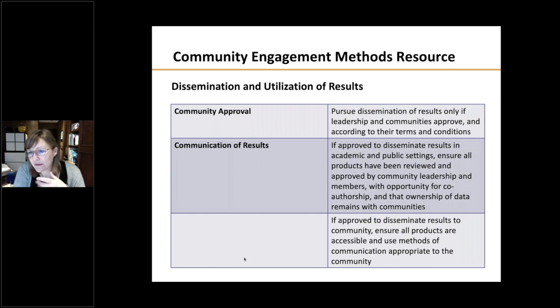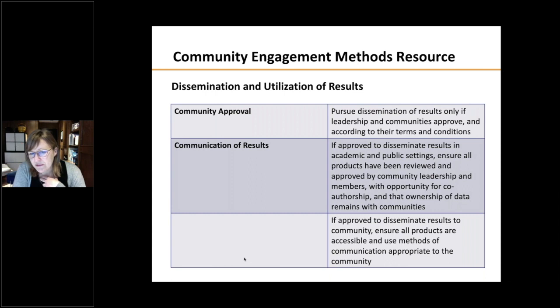So that may include things around authorship. It may include things such as community members having their travel paid for to come to the presentation or, ideally, to be a part of the presentation. And so it's important to have all of that in place before we pursue the usual Western expectations of presenting and publishing.